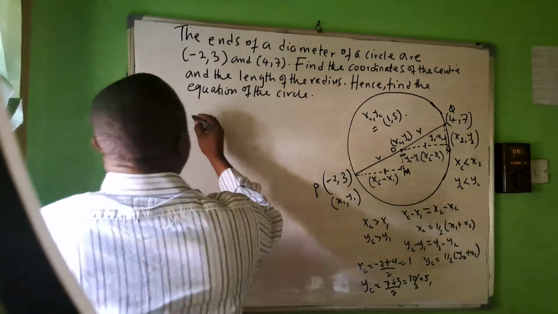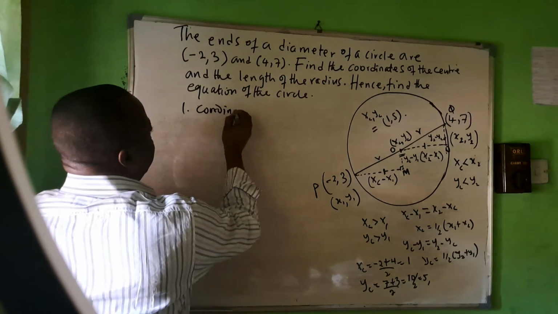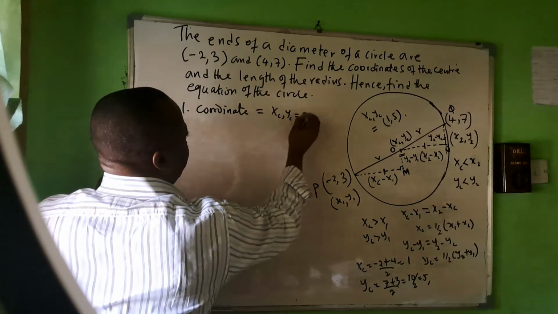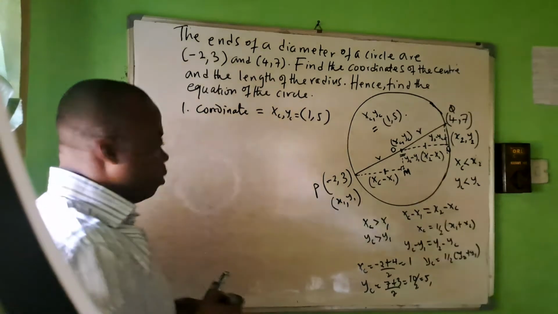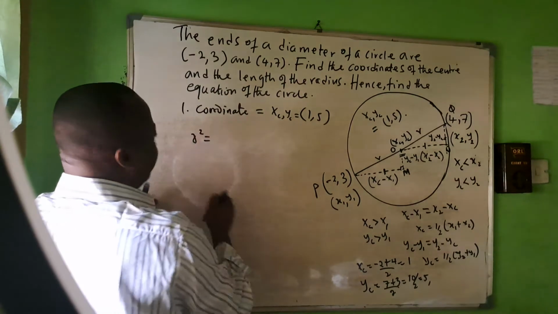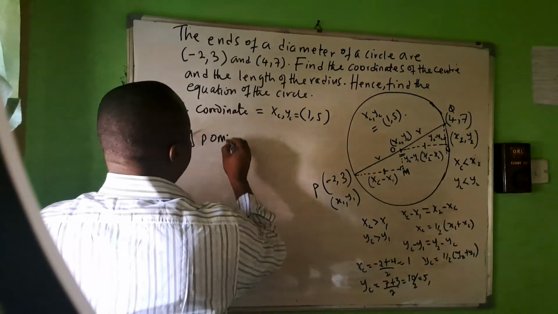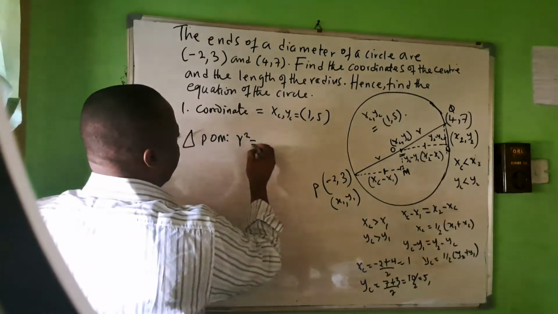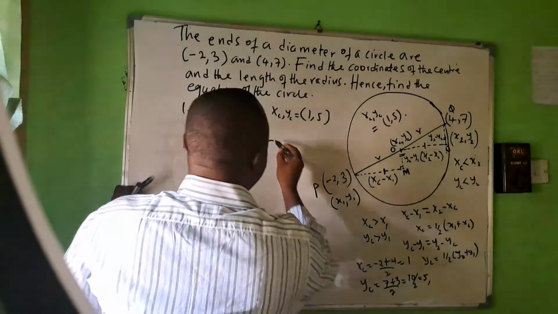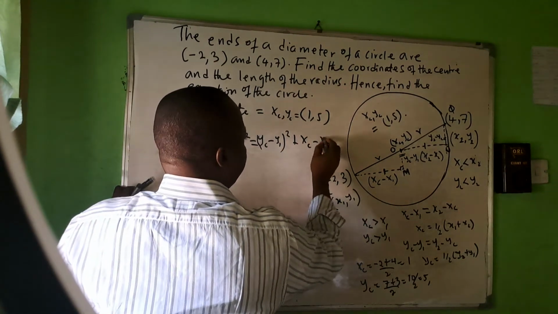Coordinate of the center equals XC, YC equals 1, 5. The first question has been answered. Second one, R squared. We are using triangle POM. Okay, we have R squared equals YC minus Y1 squared plus XC minus X1 squared.